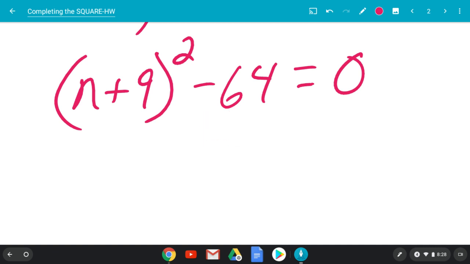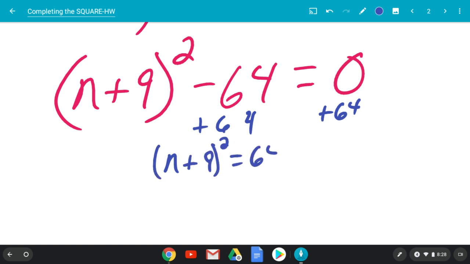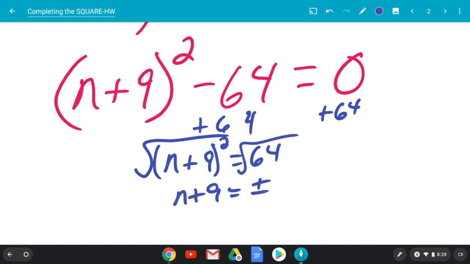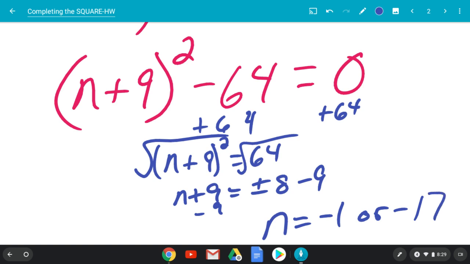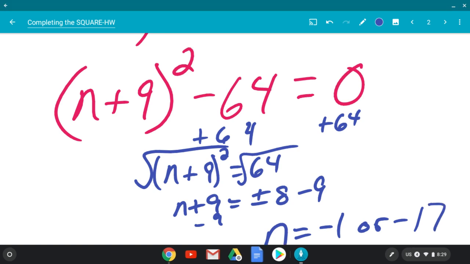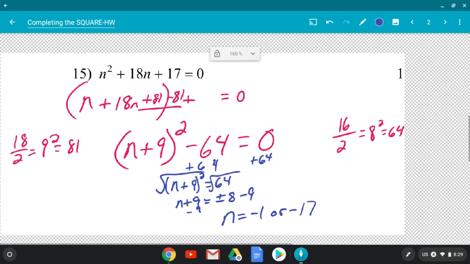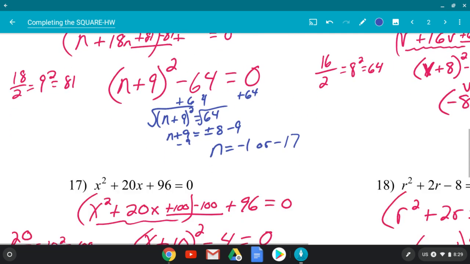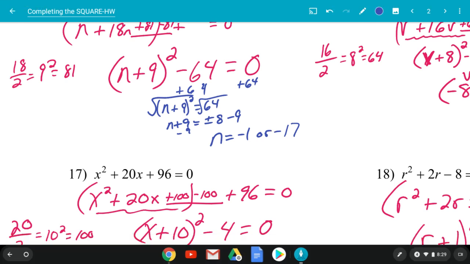Add 64 to both sides. So n plus 9 quantity squared equals 64. Take the square root of both sides. N plus 9 equals plus or minus 8. Minus 9, minus 9. N equals 8 minus 9 is a negative 1. Or negative 8 minus 9 is a negative 17. With me? Am I good? All right, let's get crazy. What is the vertex?